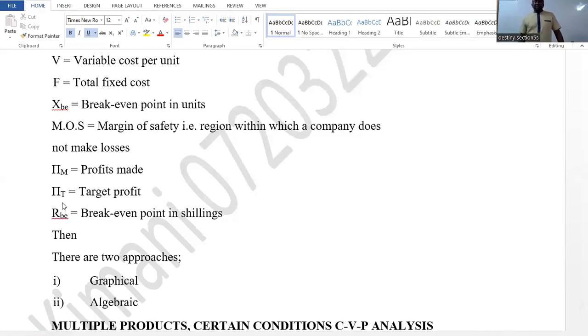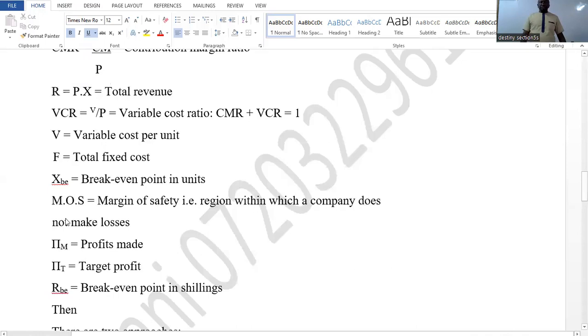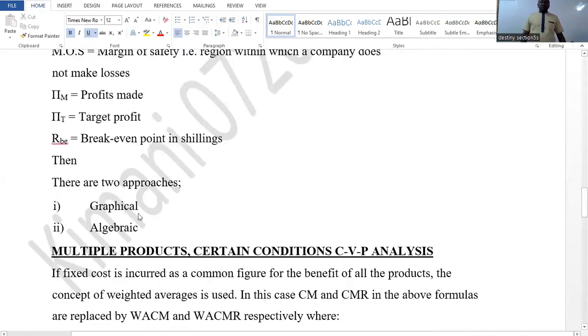Profits made. PiT is target profit. RBE is the break-even point in shillings. Then we have two approaches that we use, these tables or these letters to represent all that. There are two approaches. One is graphical. The other one is algebraic. Algebraic, we will be developing those formulas.